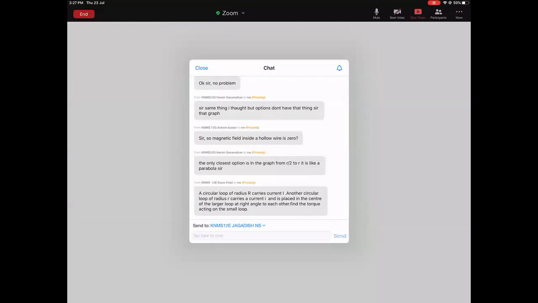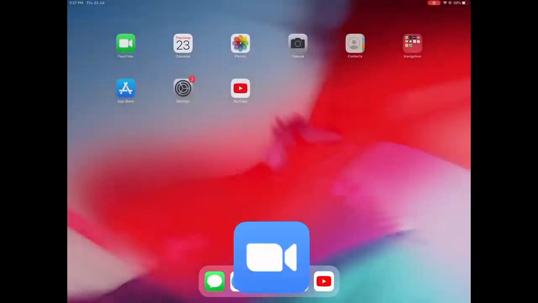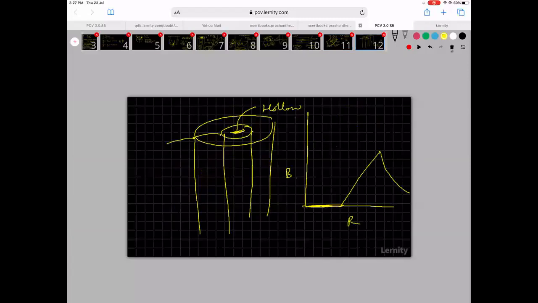The only closest option is in the graph from r by 2 to r. It's like a parabola, sir. Okay, then you work on it. What is the problem? Don't copy from me. Okay, you want me to do it exactly. Okay.